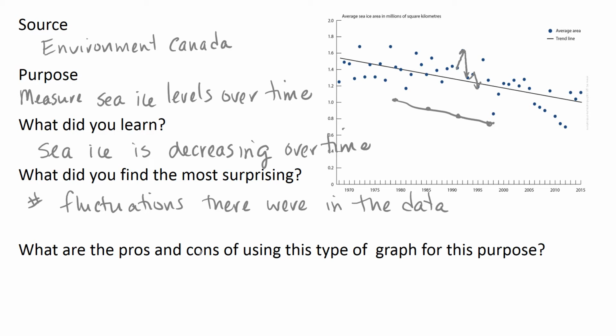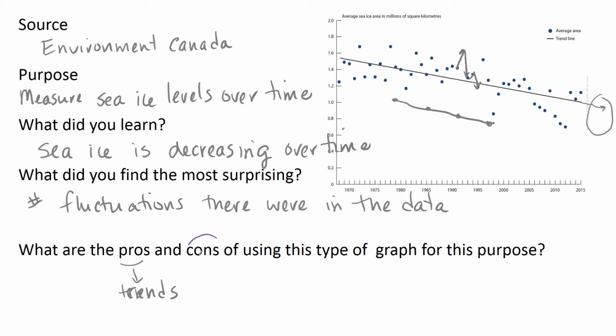So that surprised me. What are the pros and cons of using this type of graph for this purpose? Well, the pros are it shows you the trends. And obviously there is a downward trend. In other words, the sea ice is decreasing. It can possibly be used to predict what's going to happen in 2016 and 2017 if the trend continues. So that's a pro of using this type of graph.